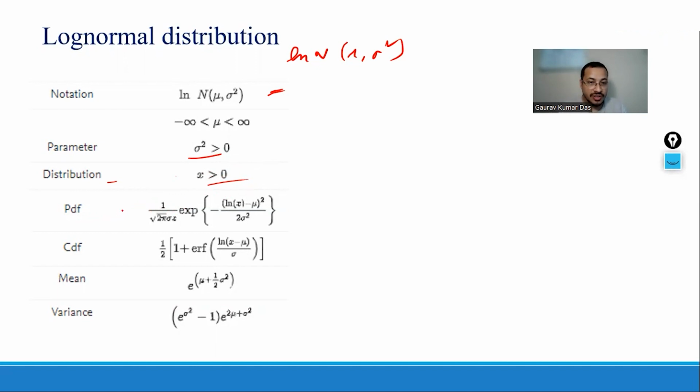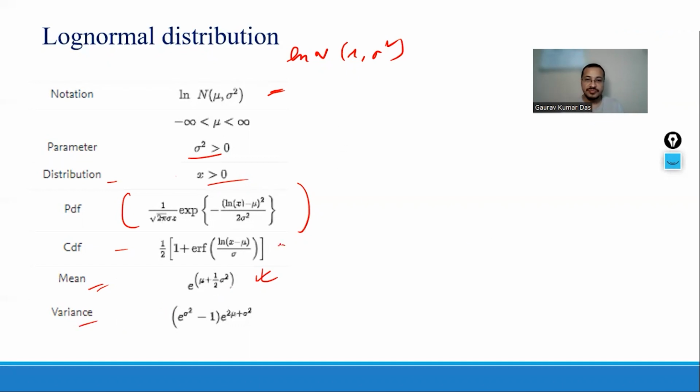The PDF expression now is somewhat more complex than the one which we had before. Even the CDF is complex. The mean value which you see here is a function of the mu and sigma. So this is the mean of the log normal distribution. This is the variance of the log normal distribution.